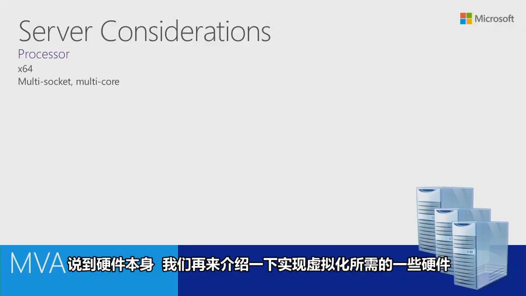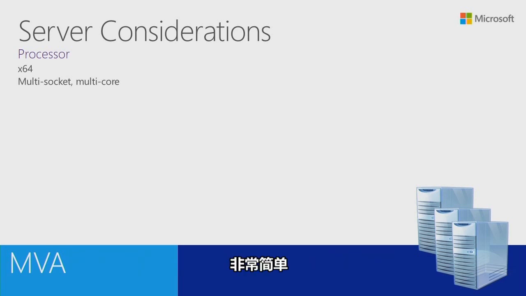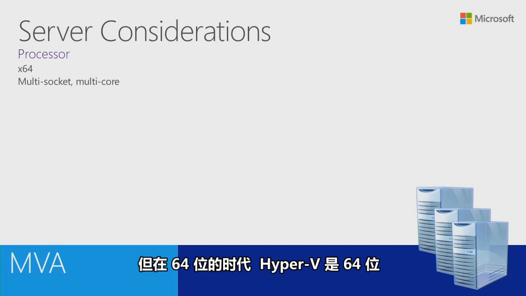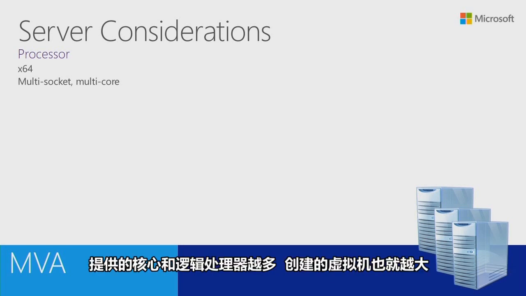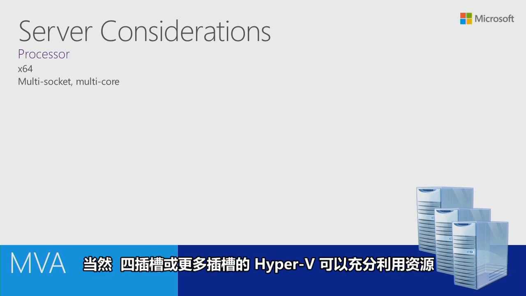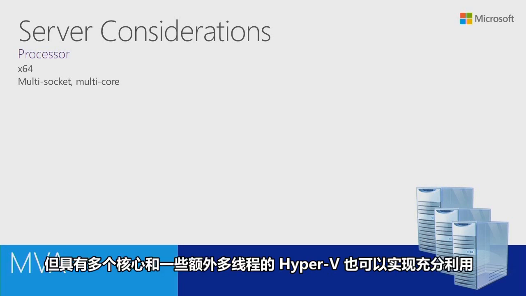And so when it comes to the hardware itself, let's talk about some of the hardware we need to make virtualization work. Very simply, number one, it's got to be x64. Folks, 32-bit was fantastic in the 90s and in the early aughts. It's a 64-bit world, and Hyper-V is 64-bit. Obviously, multi-socket, multi-core. The more cores and logical processors you give us, the larger VMs we can create, et cetera. In the industry, the most popular server has always been the 2-socket server. Certainly Hyper-V will take full advantage of 4 sockets and higher, but also of 2 sockets with many cores and symmetric multi-threading.